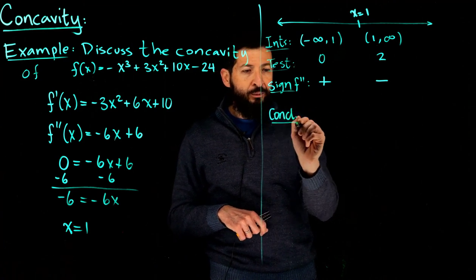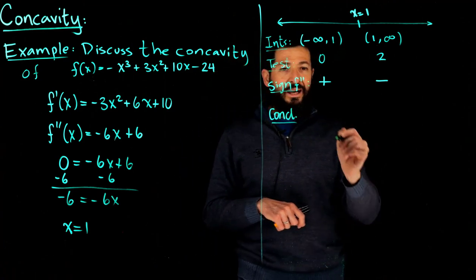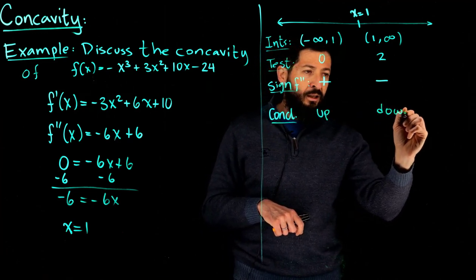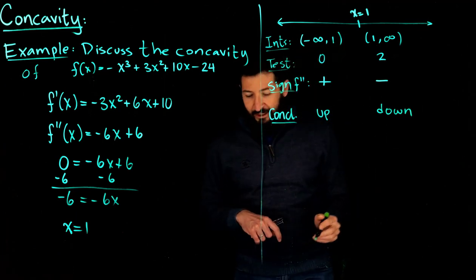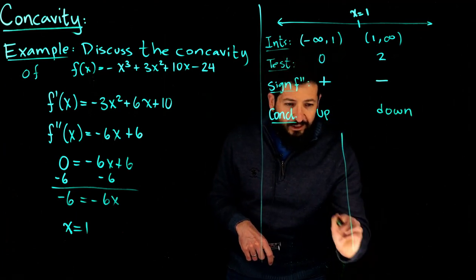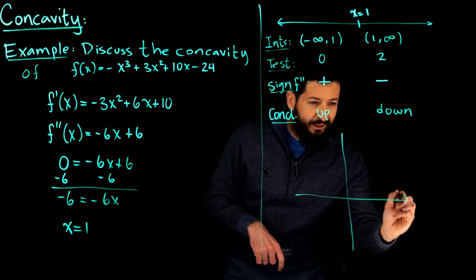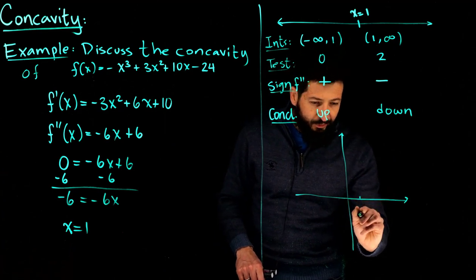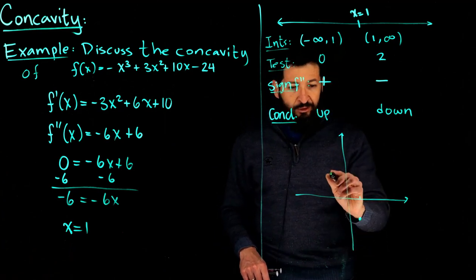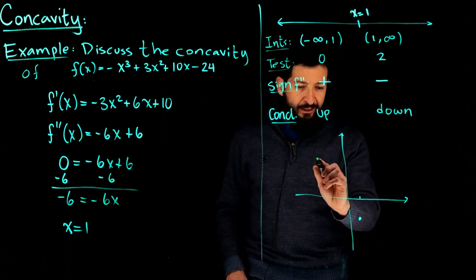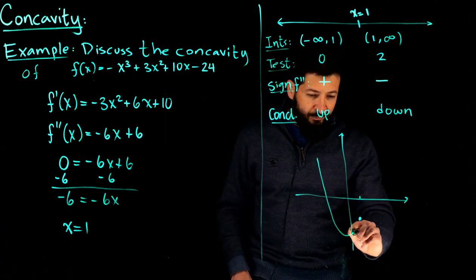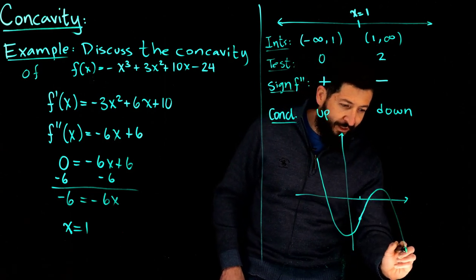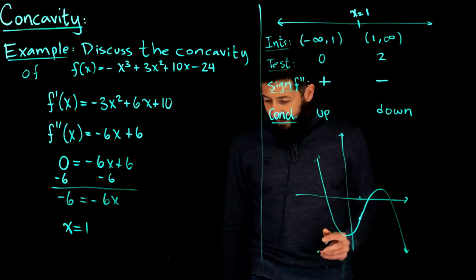Our conclusion then, or concavity, if you will: here is going to be concave up. Here is going to be concave down. And I'm just going to give you a little bit of an idea as to what the graph of this function looks like. It's not going to be perfect, but just so you have an idea. At 1, the point is (1, negative 12), so let's grab it somewhere here. There's where your concavity will change. Before that, the function will be doing something like this. And then here, it changes concavity and becomes concave down. The graph will be doing something along those lines.